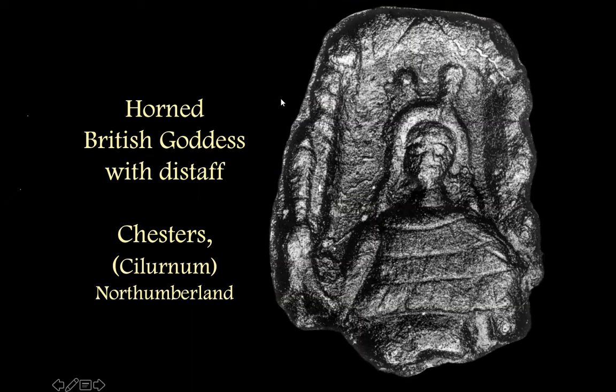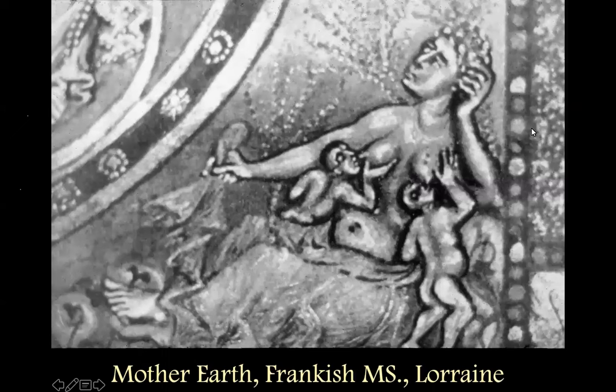This is a lead plaque from Roman Britain, a horned goddess with a distaff, so a spinning goddess. And it's interesting because the clothing here is very, very archaic looking, an off-the-shoulder cape, which may even be fringed, some kind of corded vegetal fiber or something like that. This is quite a bit later, maybe 6 or 8 centuries past that time.